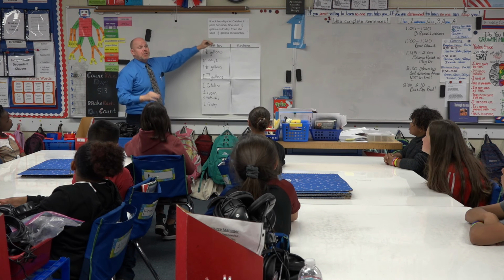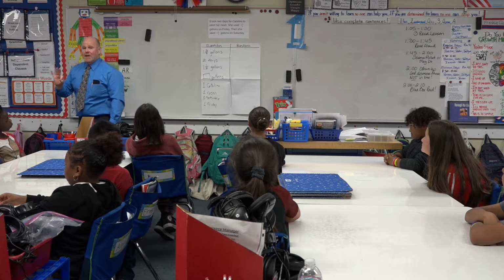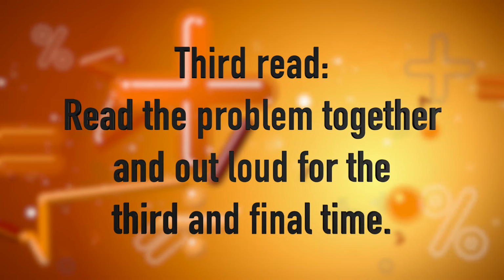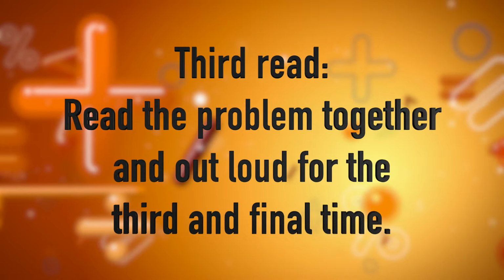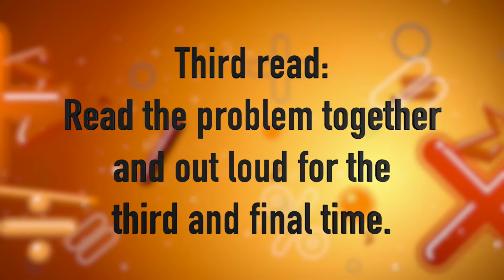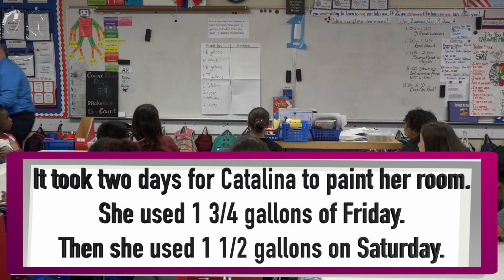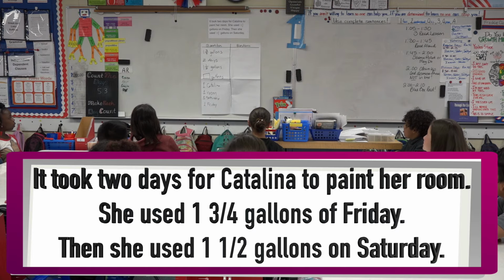We're going to read this question a third and final time. We're going to read it in unison again. You guys did a pretty good job reading it together last time. Let's do it even better this time. So let's go. It took 2 days for Catalina to paint her room. She used 1 3/4 gallons on Friday. Then she used 1.5 gallons on Saturday.